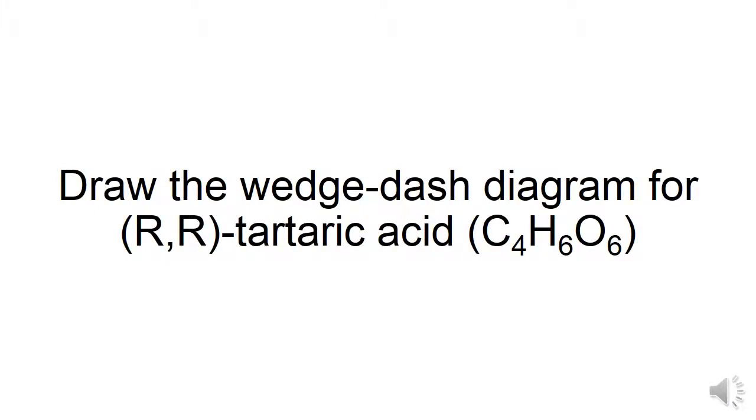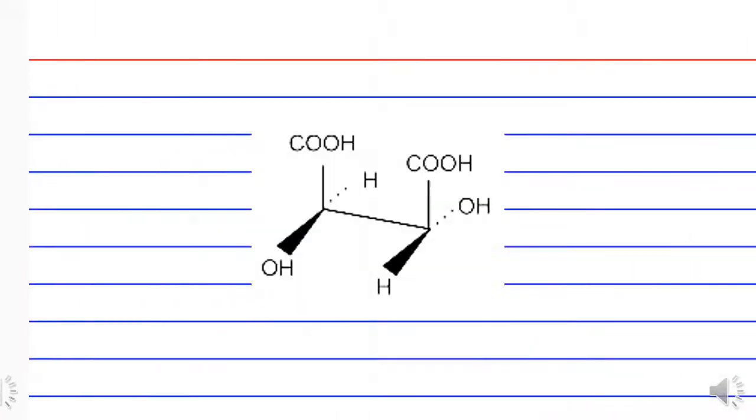Draw the wedge-dash diagram for RR tartaric acid. So here we go again with this angle, Prelog, absolute configuration naming stuff. So whatever tartaric acid is, it's going to have two chiral centers. So two of these four carbons are going to be chiral centers, meaning they're attached to four different things, okay? So this is what it looks like. We have our first chiral center here, and the second one here.